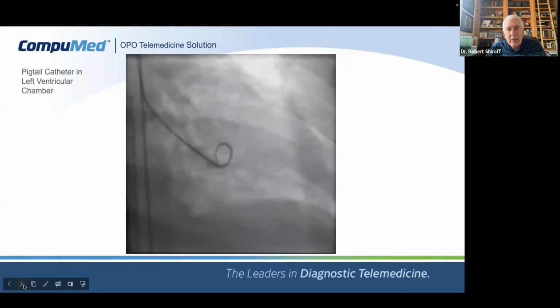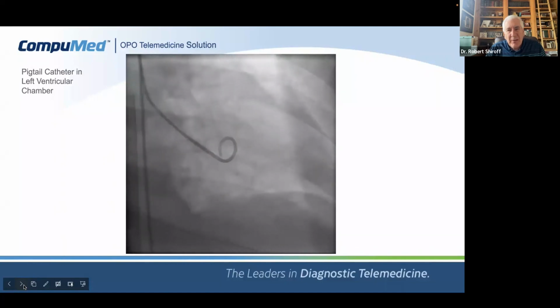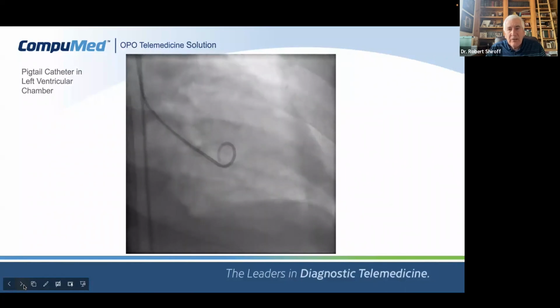And it's looped, so you can get an estimate of what's going on, but it's a best guess because you can't see the margins because there's not enough dye given. This is a cardiologist doing a hand injection with a syringe trying to get opacification of the LV.